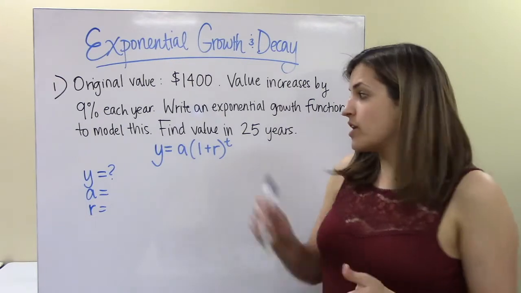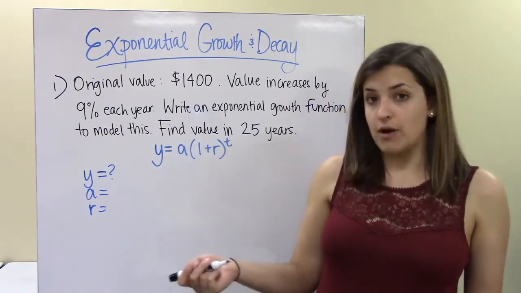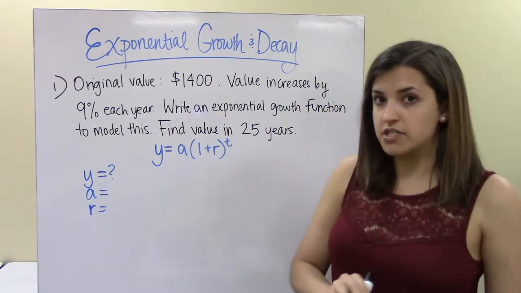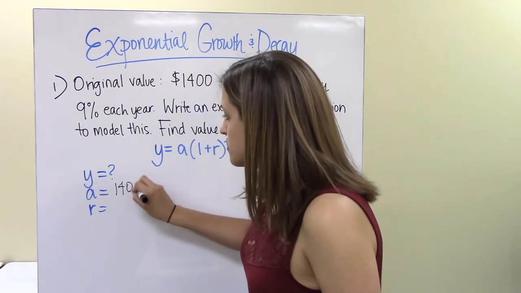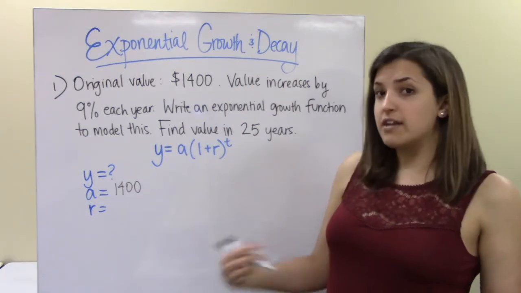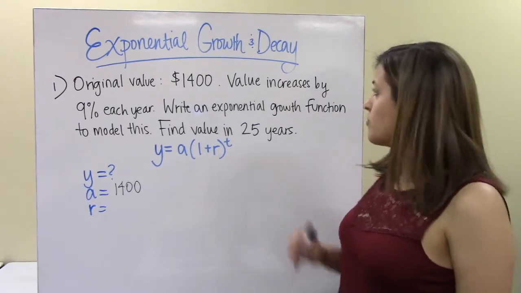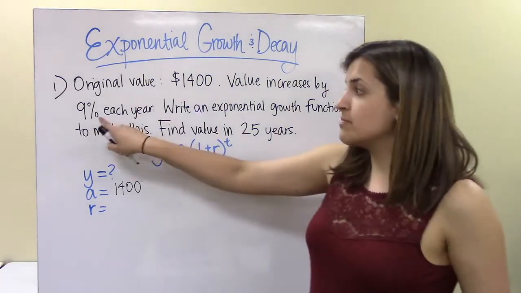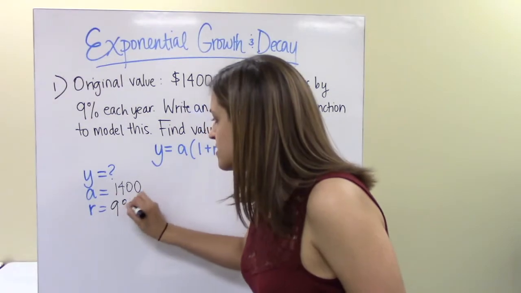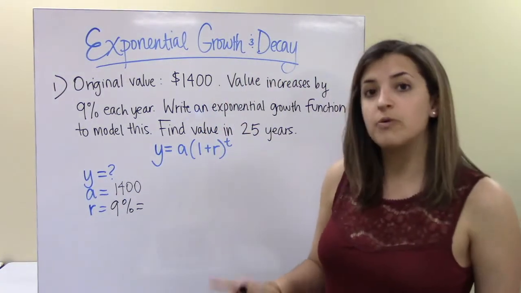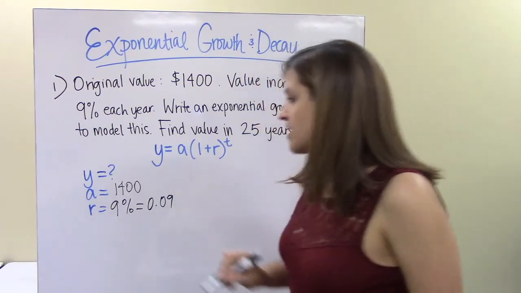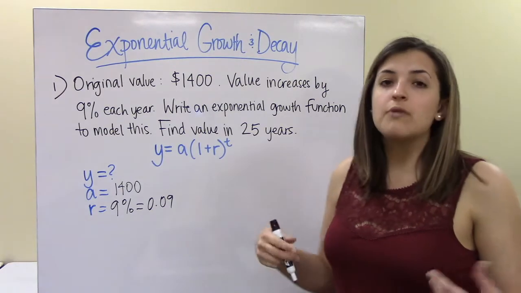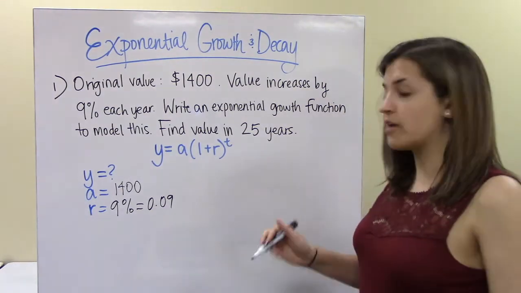Y is the thing that we're trying to find. We don't know Y. Y is our final amount. A is going to be our original amount, and we're told what that is, $1,400. So A is going to be $1,400. R is going to be our rate of growth expressed as a decimal. So we're told that its growth rate is 9% each year. So 9% in decimal form is 0.09. So that's R. Now we can write a function for this. We don't have to know T because we're not really evaluating anything yet. We're just creating a general function.